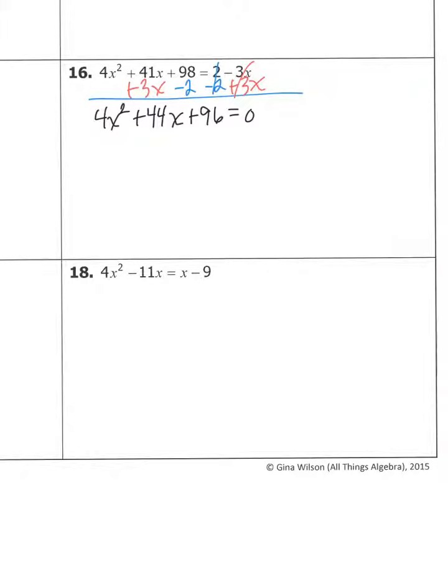Now you can look for greatest common factor. This has a 4 in common, so all three of those can be divided by 4. All right, so the 4's cancel and you're left with an x squared. 44 divided by 4 is 11, so positive 11, tack on the x. And then 96 divided by 4 is going to be 24.